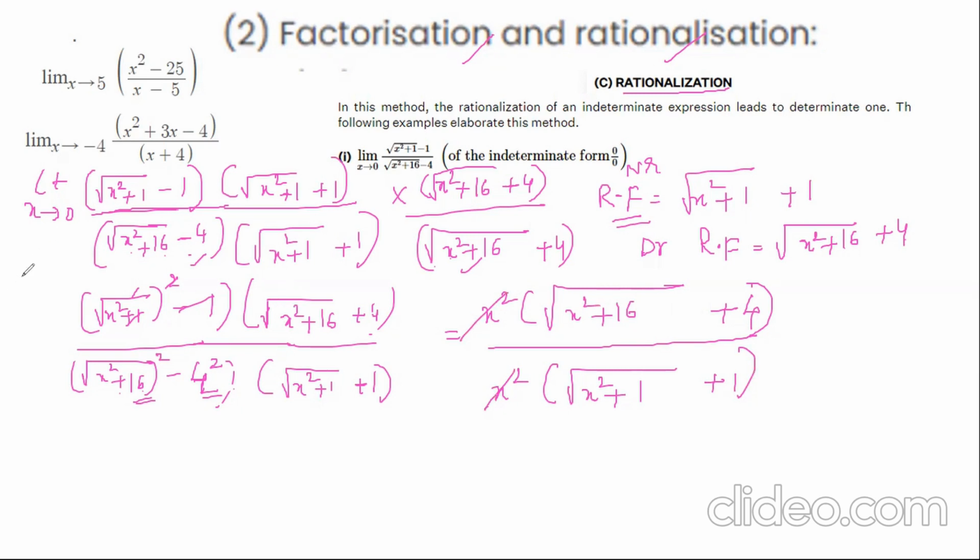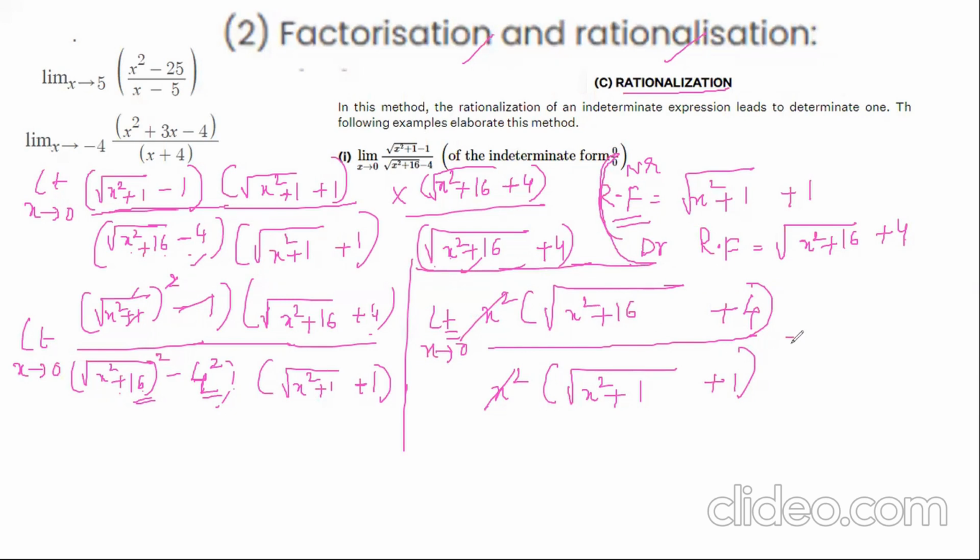So here I forgot to keep limits. Okay. You have to keep limits. Go on keeping limits. That is important. Okay. Here also you have to keep limit x tends to 0. Okay. Got it? Yes. This is our RHS.